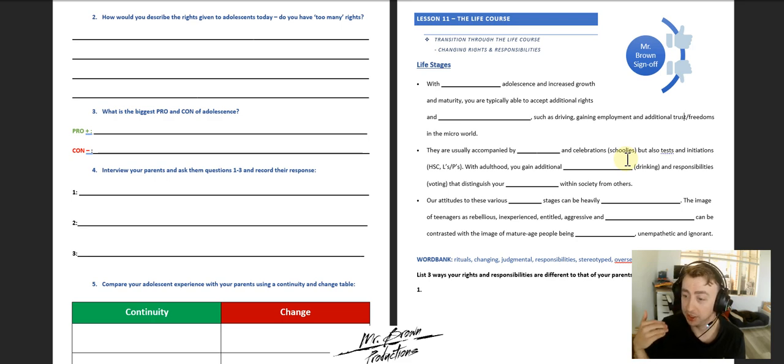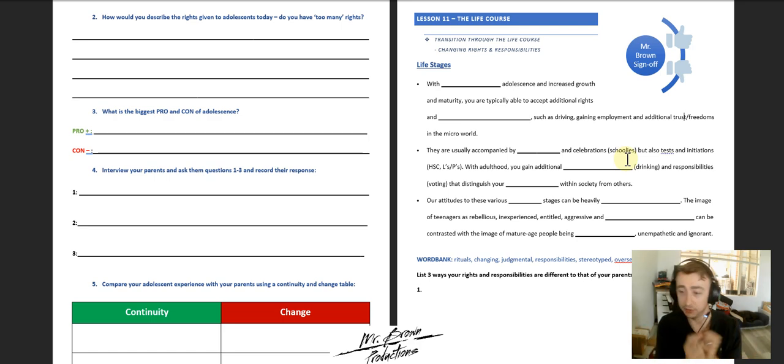So anytime you hit a sort of peak milestone in your life, you have these little social rituals that we have. So schoolies celebrates the end of school. You also have tests and initiations that happen towards that end of the spectrum too, like your HSC, your L's and P's test, your 18th birthday party. All of those things signal the ending of one life course and the beginning of another.